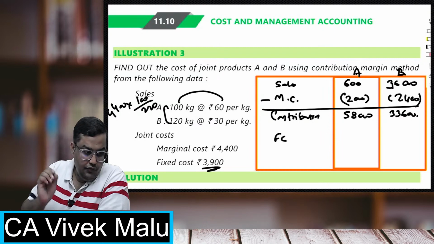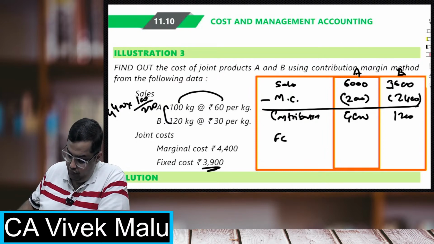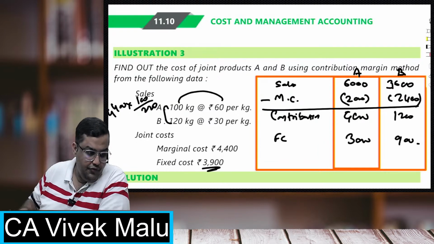I just written the wrong figures. Okay, so there is 6,000. So it will be, I guess, 4,000. And this will be then, similarly, 3,600 then, right? Yeah, 3,600. So that will be 1,200. So I'll divide it in the ratio 50 to 100. So 3,900 into 4,000 divided by 5,200. So that is 3,000 for this, 3,000 for this, and 900 for this.